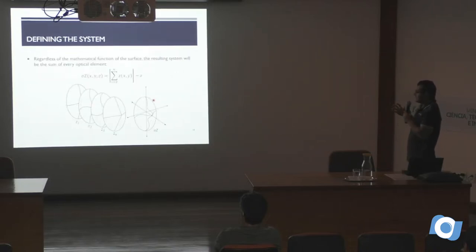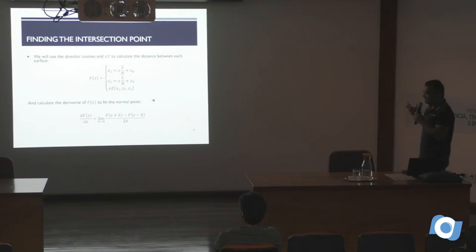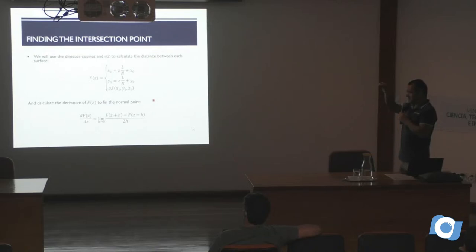Then, regardless of the mathematical function we're dealing with, the resulting system will be the sum of every optical element across our entire system, right? Okay, so how do we find the intersection point? Well, we will use the direction cosines and the sagitta equation, and we will intersect them, and find the minimum, and we will calculate the intersection point through numerical derivative, right? This is like a regular numerical intersection point calculation.